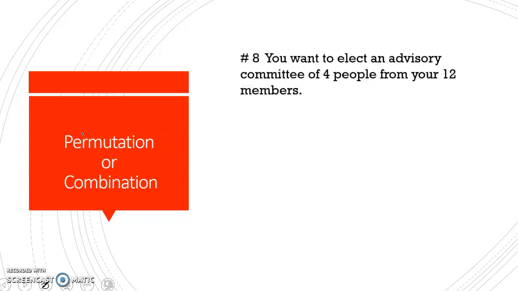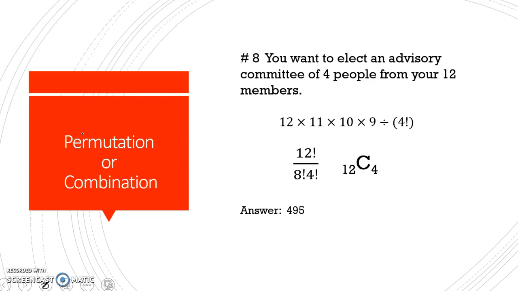Here's number 8. Here you want to elect an advisory committee of 4 people from your 12 members. So you're not going to have specific roles for those advisors. They're just going to serve on a committee, all 4 of them. So here it doesn't matter if you pick Al first, or Bill first, or Chris or Dan first. That means order really isn't going to matter. This is going to be a combination. I would take 12 times 11 times 10 times 9 divided by 4 factorial, or I can take 12 factorial divided by 8 factorial divided by 4 factorial, or the combination of 12 picking 4, and that's 495 different combinations of a committee of 4.